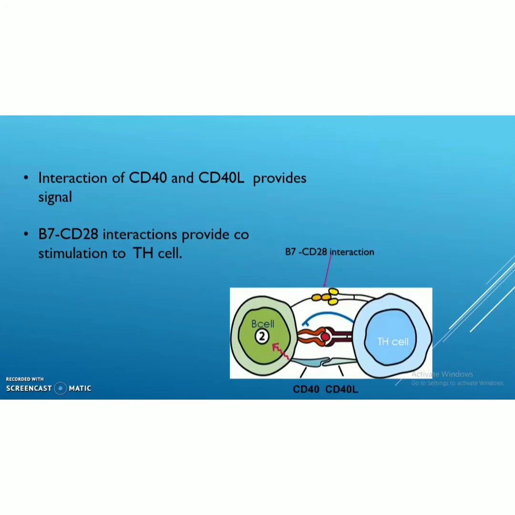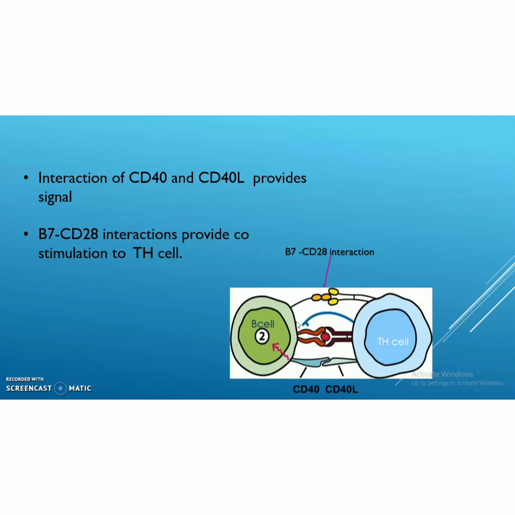In the third step, after the interaction between the antigen and this T helper cell, they form a trimolecular complex, and the next is the interaction of CD40 with CD40 ligand. That is, CD40 is present on the surface of the B cell or the antigen-presenting cell, and CD40 ligand is present on the surface of the T helper cell. They interact and produce a signal.